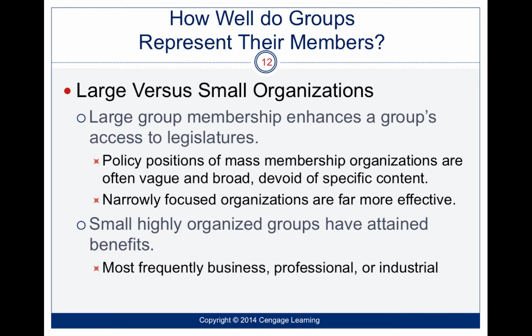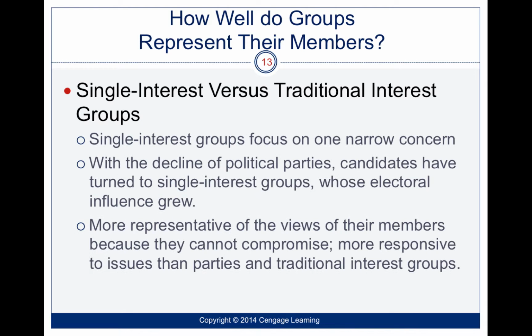Generally, when we talk about the size of groups, large groups enhance access to the legislature because they usually have more money and more resources. But small, highly organized groups can make noise, and they can definitely influence politics and government as well. When we talk about single interest versus traditional interest groups, single interest groups usually focus on one narrow concern. With the decline in the strength of parties, candidates have turned to interest groups to help their electoral influence grow, whether it's the NRA or NOW or one of those groups that are very popular here in the United States.